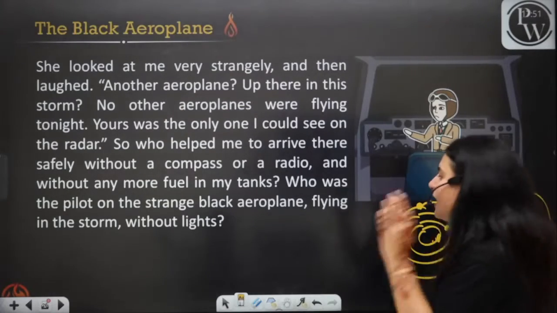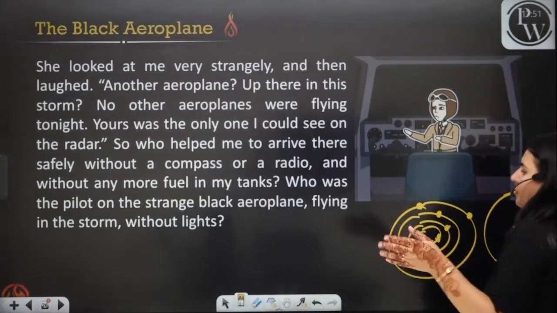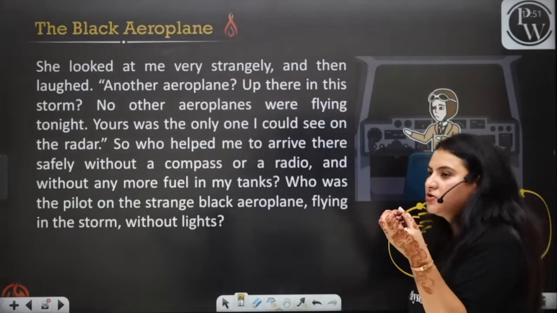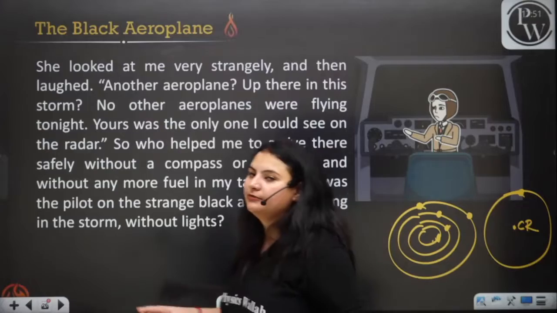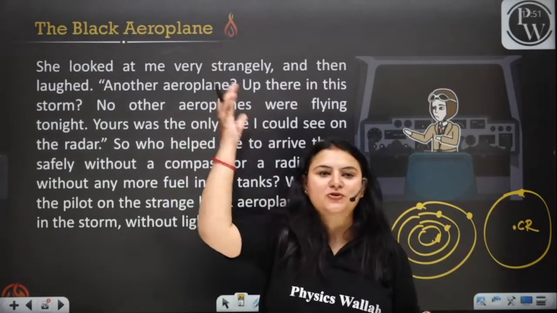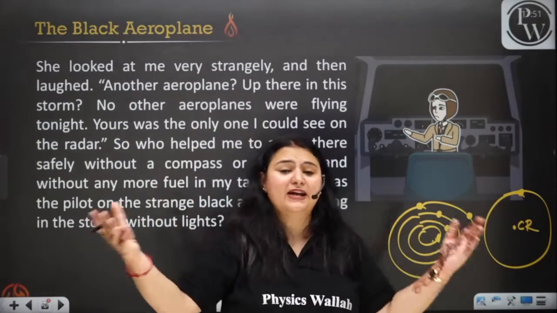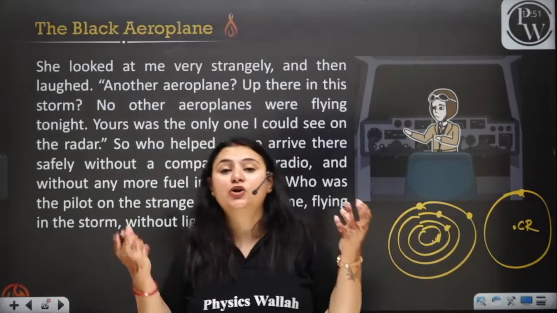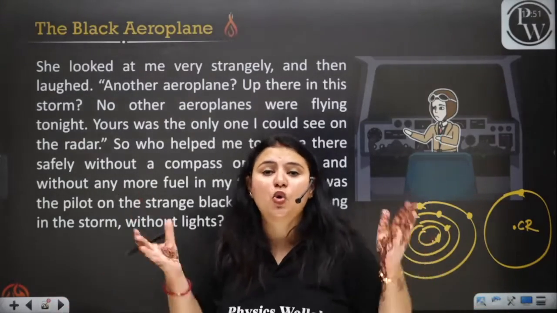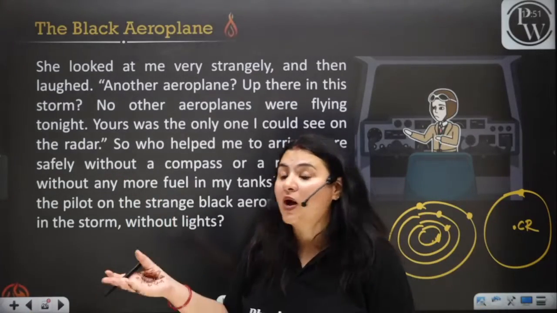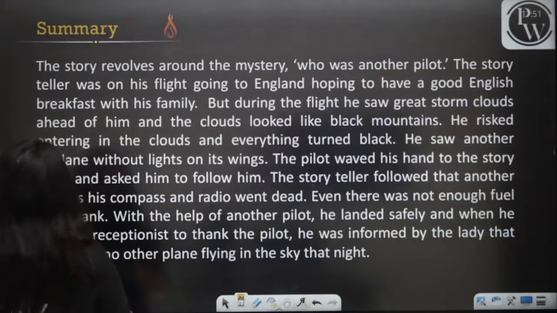Who was the other strange black aeroplane? Who was the other strange pilot flying in the storm without lights? All these questions were going on in his mind, but he had no answer. He had no answer because obviously we know the truth. There was no other flight. There was no other aeroplane.